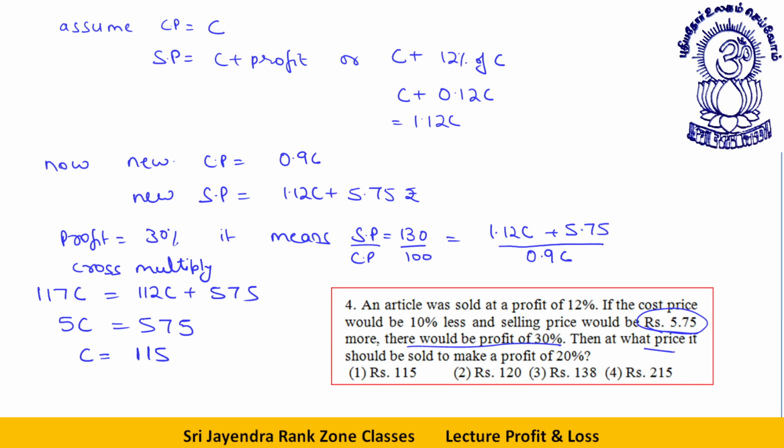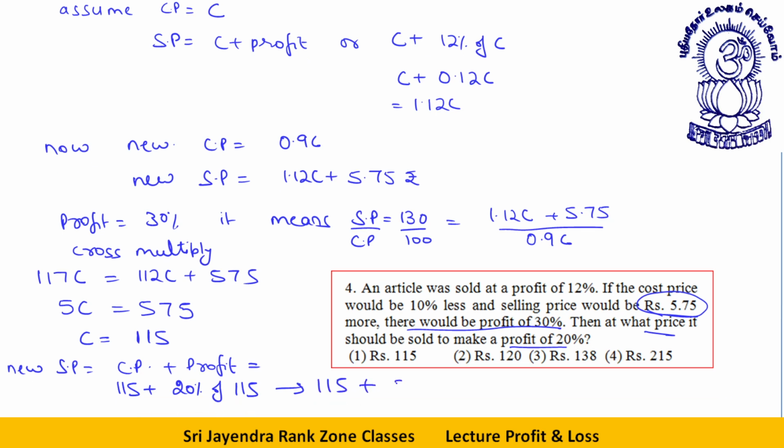At what price it should be sold to make a profit of 20%? New SP is what? CP plus profit. Now we intend to make a profit of 20%, is equal to 115 plus 20% of 115, that is 115 plus 20% means one fifth. One fifth means 23. That will give you rupees 130. Do I have any such option? Yes, I have option number 2, very similar to this.